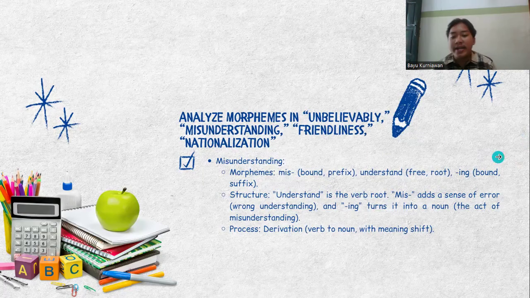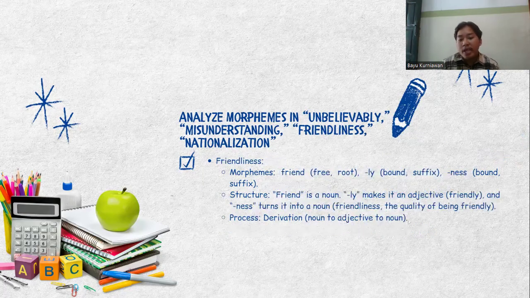The next is friendliness. Morphemes: friend, free root; ly, bound suffix; ness, bound suffix. Structure: friend is a noun. Ly makes it an adjective, friendly, and ness turns it into a noun, friendliness, the quality of being friendly. Process is still derivation, noun to adjective to noun.